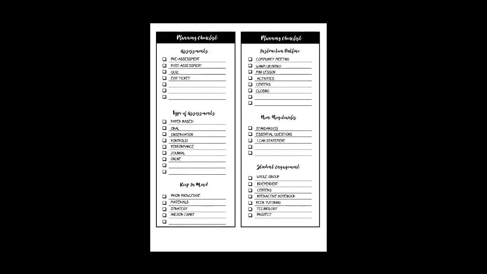On the right, you see it has the instruction outline, the non-negotiables, the student engagement piece, and on the back, you see it focuses on assessments. So the type of assessments, and then some things to keep in mind, such as remembering what to consider for prior knowledge, materials that you want to use, the strategy that you're going to teach, and an anchor chart just in case.